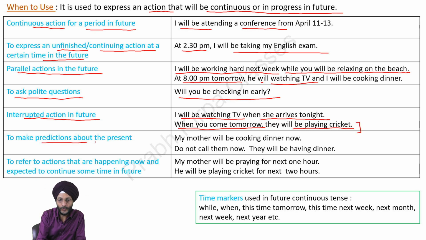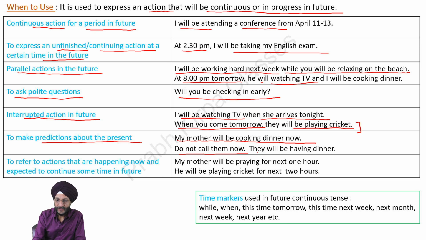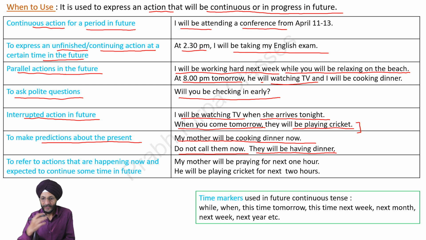We can also use future continuous to make predictions about the present. Suppose you are living somewhere else and your mother is at some other station. You may predict that my mother will be cooking dinner now. Another example is, do not call them now. You may predict that they will be having dinner.